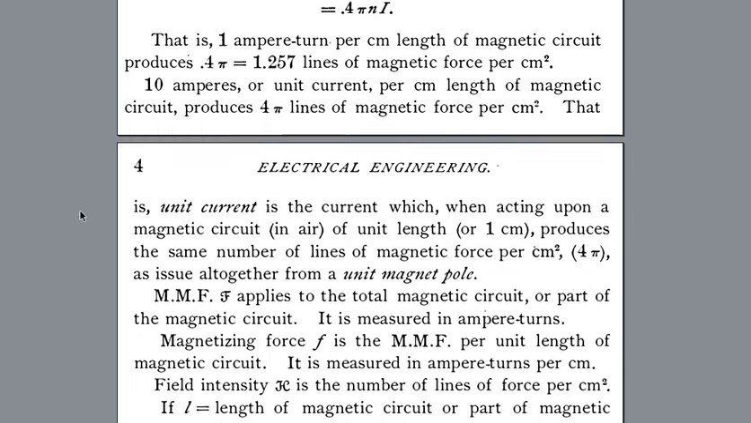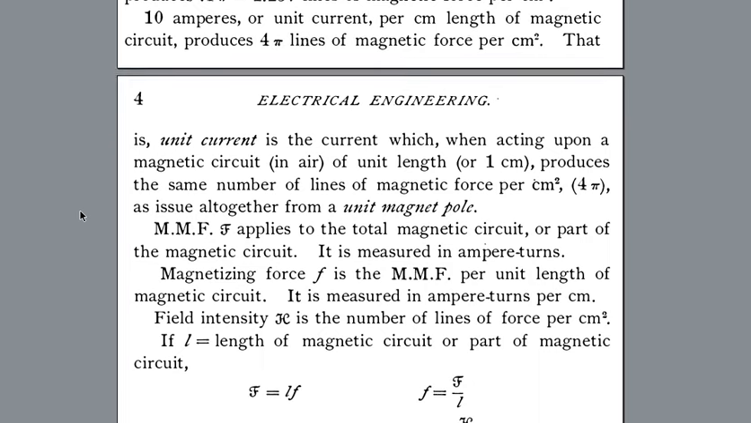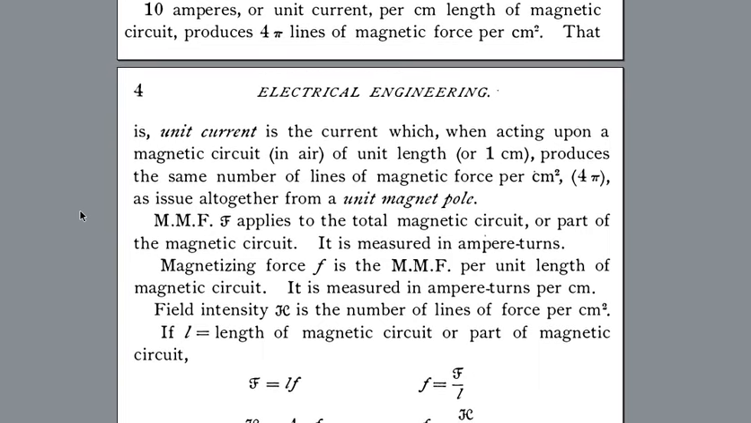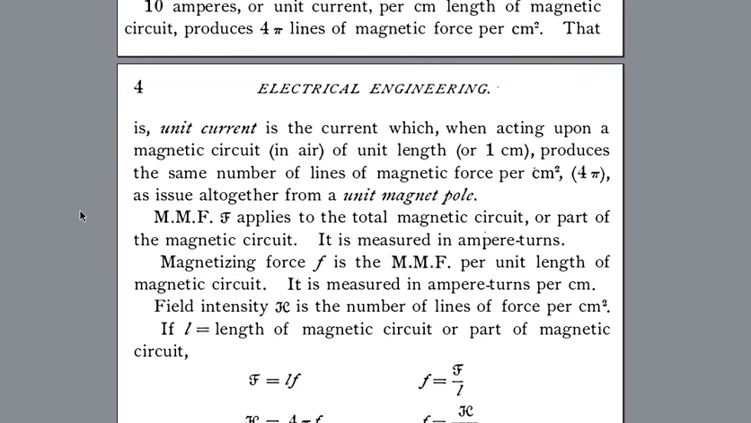10 amperes, or unit current, per centimeter length of the magnetic circuit produces 4π lines of magnetic force per square centimeter. That is, unit current is the current which, when acting upon a magnetic circuit in air of unit length, or 1 centimeter, produces the same number of lines of magnetic force per square centimeter, 4π, as issue altogether from a unit magnet pole.